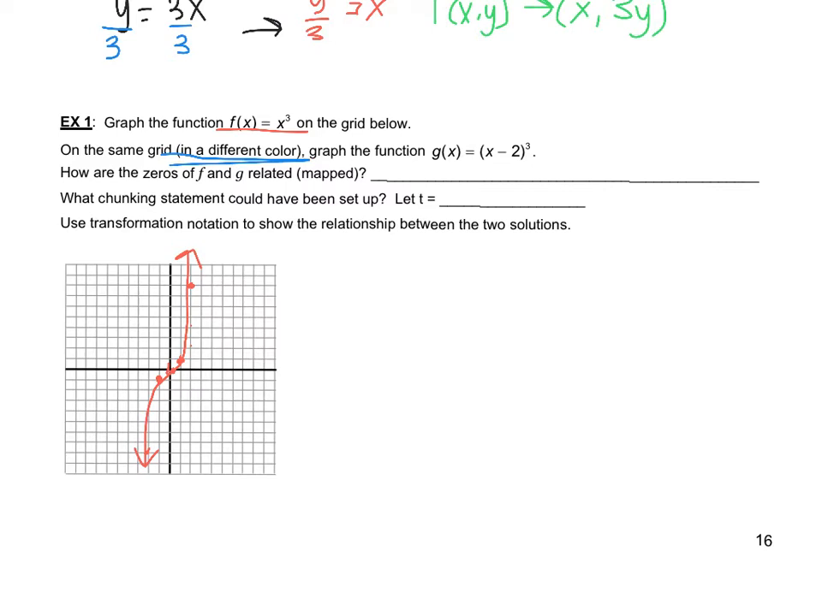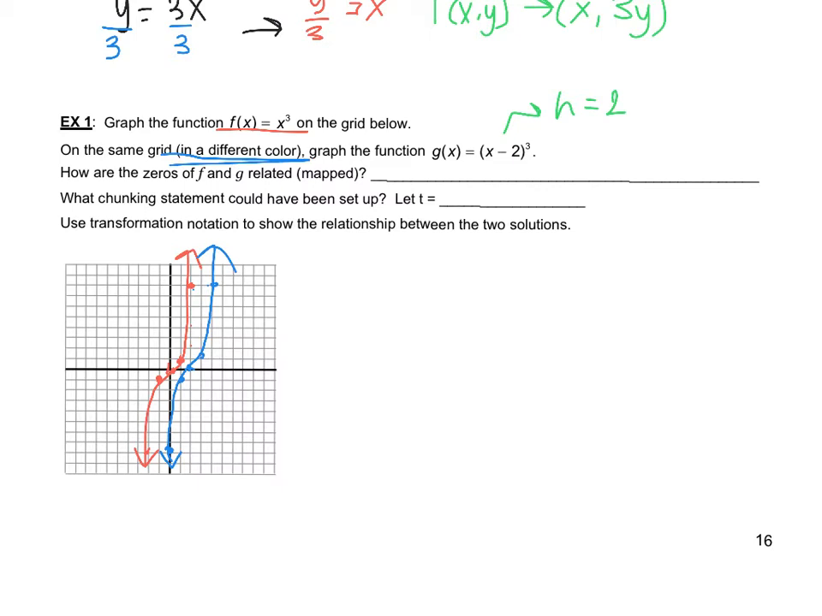So h is positive 2. So I'm shifting everything, on the same grid in a different color. All I have to do is take every single point and shift it over 2 units. So this is what's happening visually to the graph when I perform this transformation.